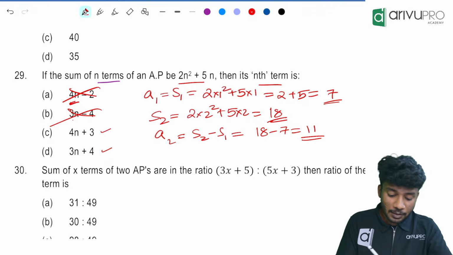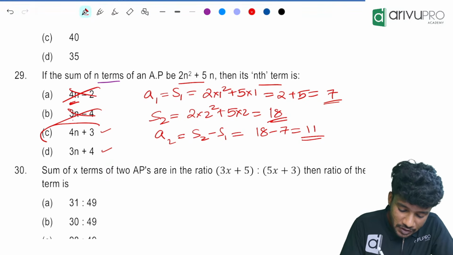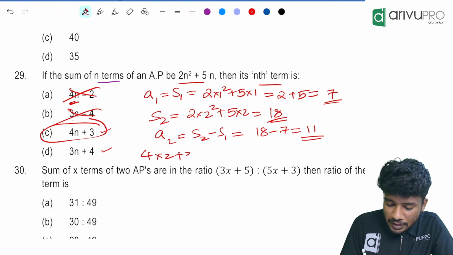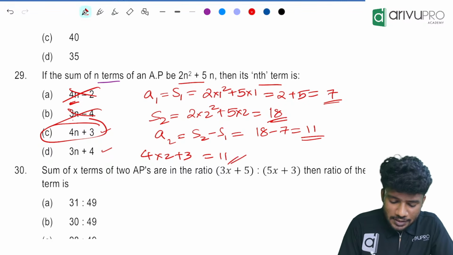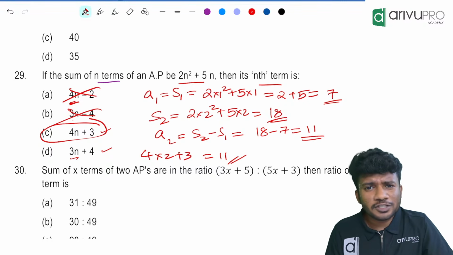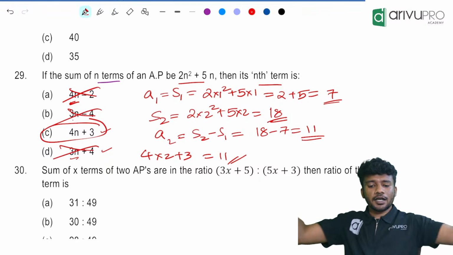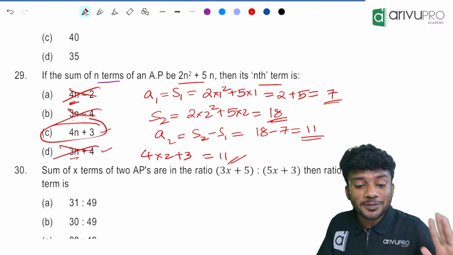So A2 is 11. Put n is equal to 2 in option C. 4 into 2 plus 3 is 8 plus 3, which is 11. Check the other option: 3 into 2 plus 4 is 10. That means option D is wrong. Done. That's how you should do it. I hope that you got it.